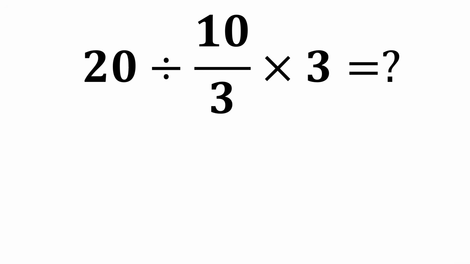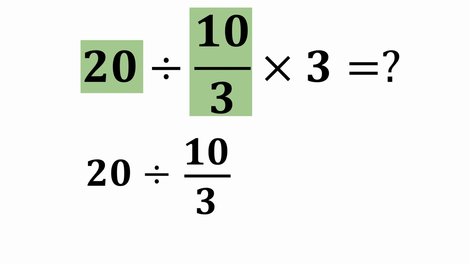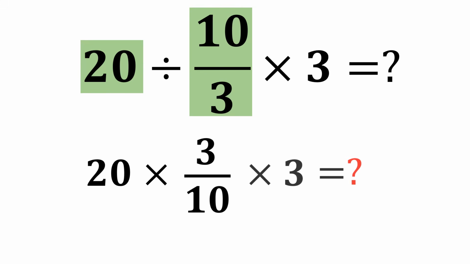Let's use our weapons on the original problem. According to PEMDAS, we have division and multiplication. They are equal, so we start from the left. First up, 20 divided by 10/3. Time for KFC. Keep 20, flip 10/3 to 3/10, and change division to multiplication. Now it looks like this: 20 times 3/10 times 3. Much better. 20 and 10 simplify to 2. So we have 2 times 3, which is 6, and 6 times 3 is 18.